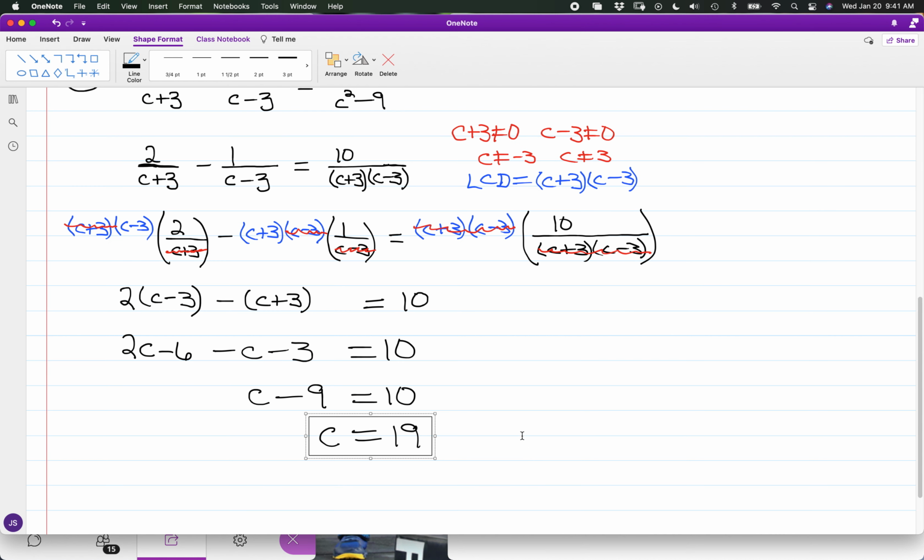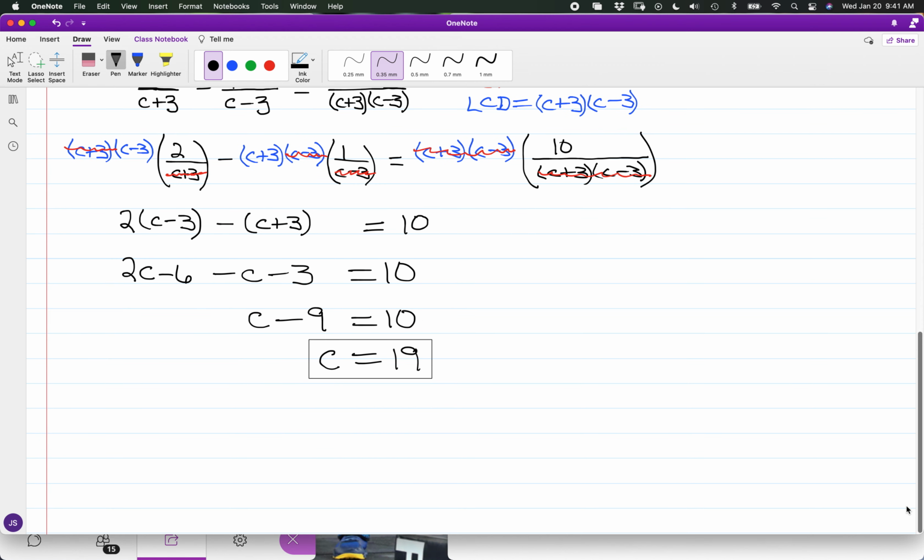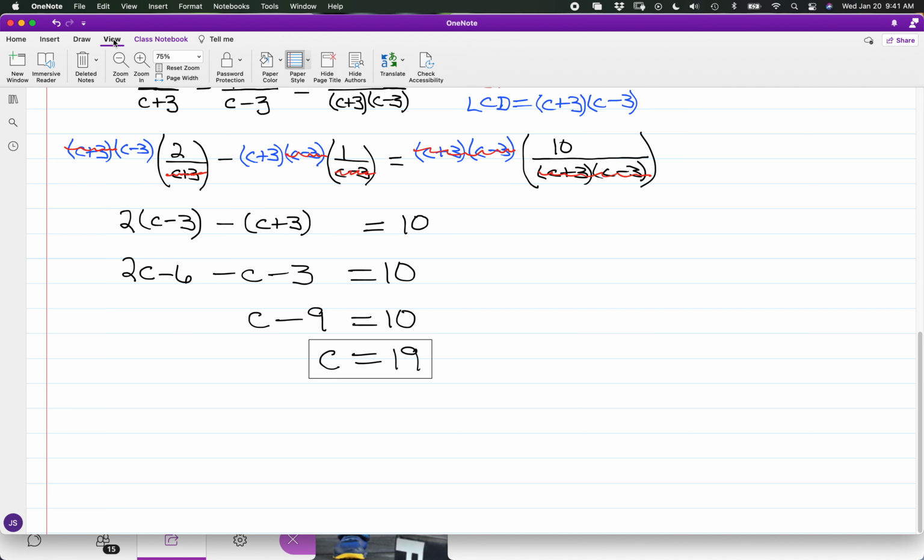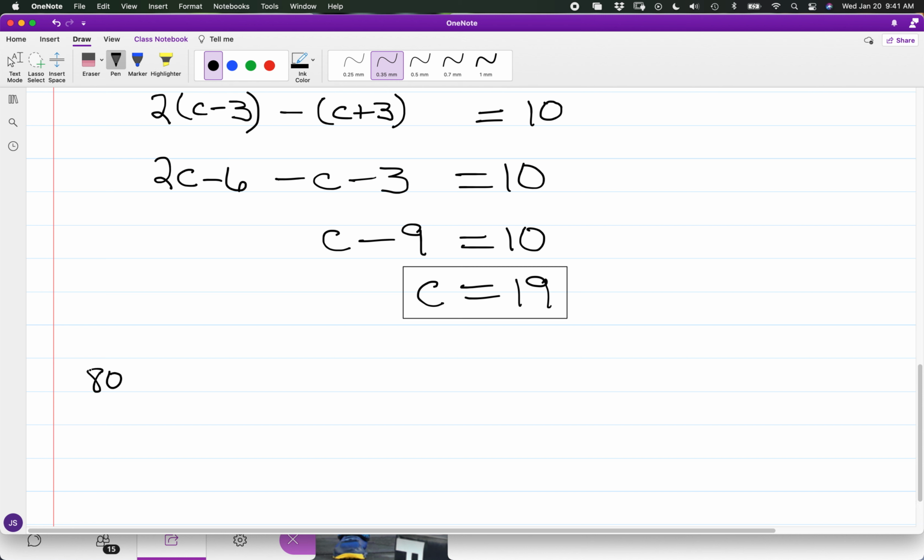All right. Now, for the next set of items, a bit more detail is going to be involved, or more steps. And in the case of number 80, we're still looking at solving for c.